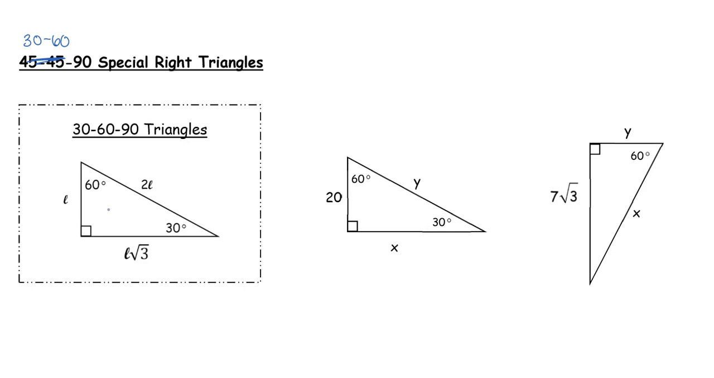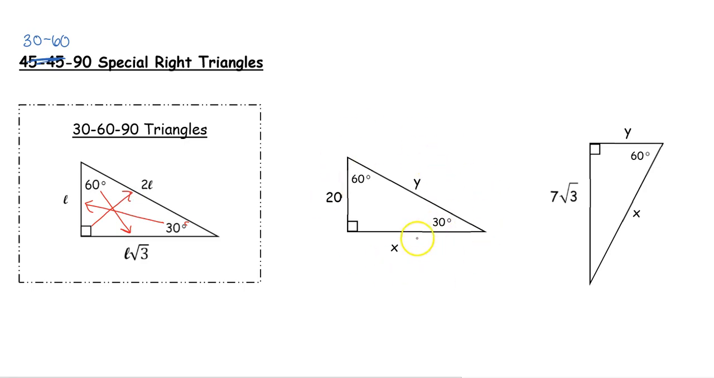This one is going to have a different pattern. Across from the 30-degree angle is the L. It's important that you're not just picking a side that's L and a side that's L root 3 and a side that's 2L. You have to look across. So if you find the 30-degree angle, across from that 30-degree angle is the L. Across from 60 is L root 3. And across from the hypotenuse is going to be 2L.